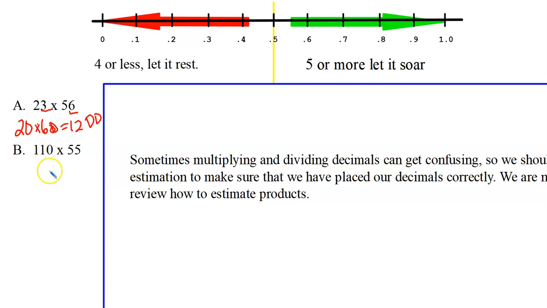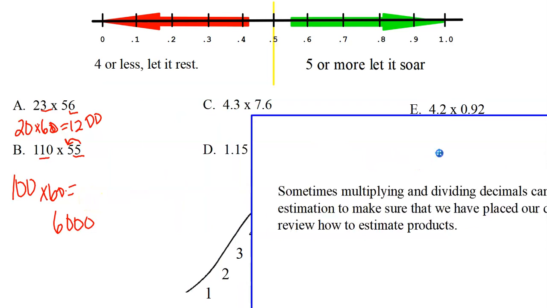Okay, so now I have 110 times 55. Now I could leave this and round to the 110s, but why don't I just round to the hundreds? So I underline this number. If it's 4 or less, let it rest. So that means the 1 stays. So this is 100. This is 5 or more, let it soar. So I bump up the 5 to a 6, and it's 100 times 60 equals 1 times 6 is 6, and I have 1, 2, 3 zeros. So it's about 6,000.